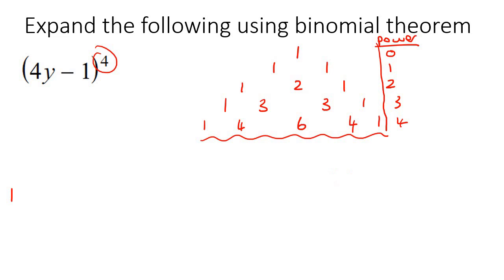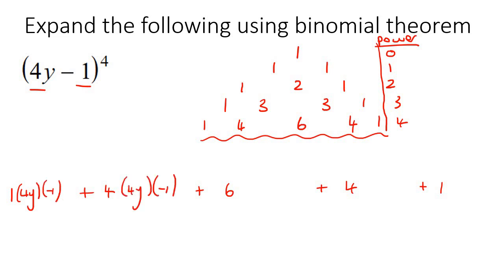We've got a bit more space. So plus 4, plus 6, plus 4, plus 1. Okay, so now you're just going to do what we normally did. So 4y, but always put it in brackets, but we have been doing that anyway. So 4y minus 1, 4y minus 1, 4y. So we use the minus 1 as well. We use the minus, okay? There we go.